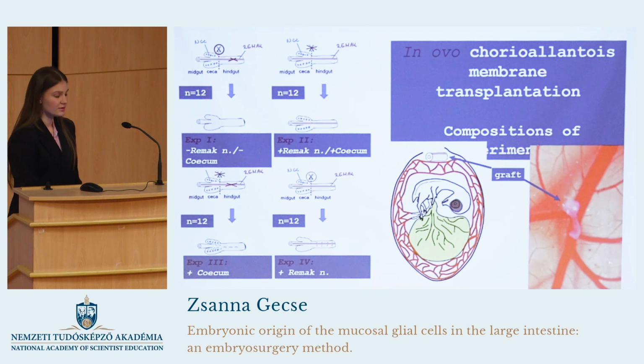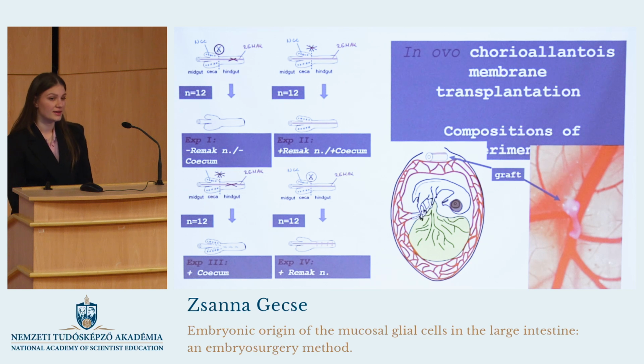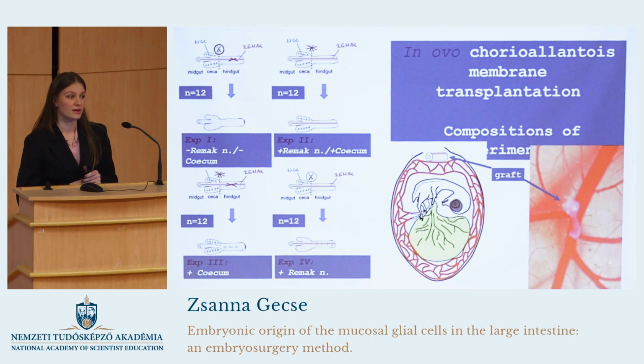To find out the origin of our double positive cell, we created a chorioallantoic membrane transplantation model. I used 5-day-old chicken embryos. I dissected the hindgut, and then I put the hindgut onto the chorioallantoic membrane of an 8-day-old chicken embryo. The chorioallantoic membrane is a very good place to further culture our grafts because it's widely vascularized and it can provide the proper nutrients for our grafts.